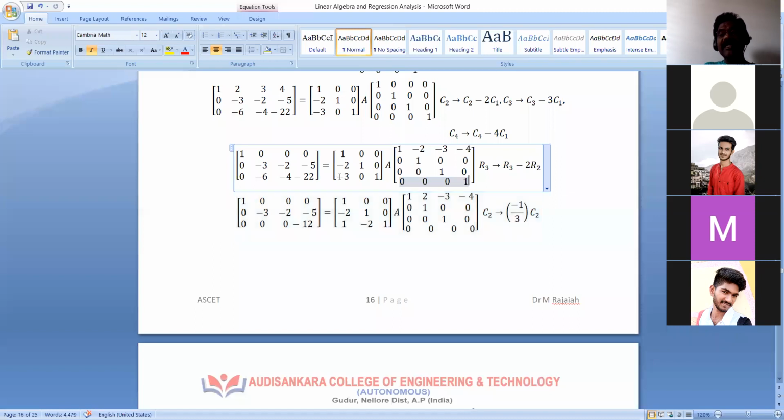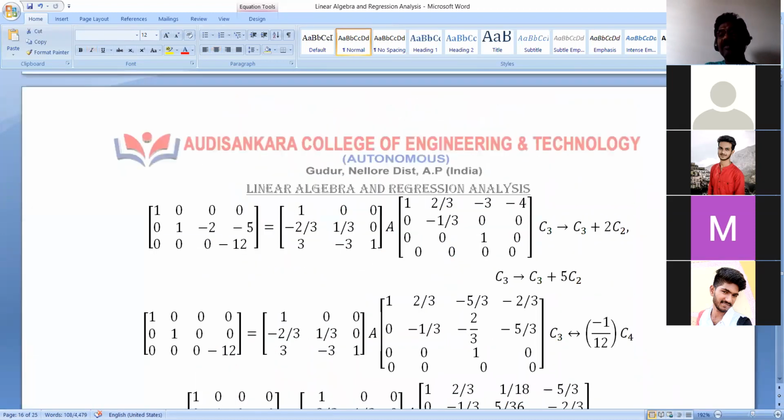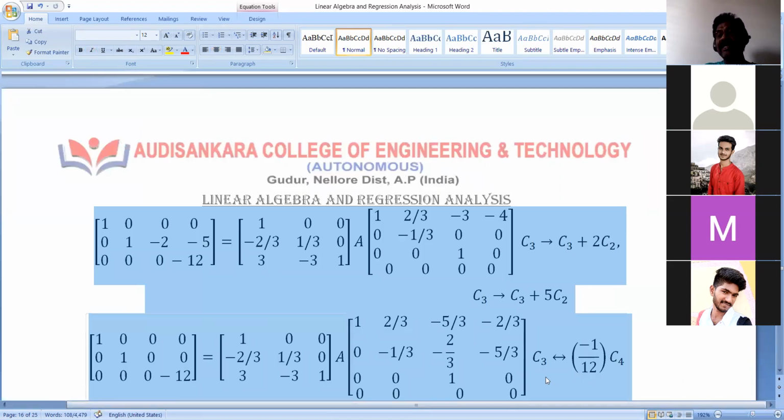Now minus 3 plus minus 2 into minus 2, that is minus of minus 4, that is plus 4. Minus 3 plus 4 is 1, and 0 minus 2 into 1 is minus 2. 0 1 minus 0, that is 1. Next, A into the above matrix is same. The post multiplier is the above matrix.